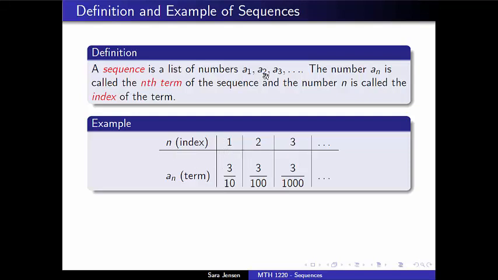And so when we talk about a sequence, a sub n is the term. That's the value of the number in the list. And then just that little subscript part is called the index of the term, and that's its place in line. So the example here is that we have a list of numbers, 3/10, 3/100, 3/1000, and we would continue on. The first term is 3/10, the second term is 3/100, the third term is 3/1000. Those positions are the indices of these terms.